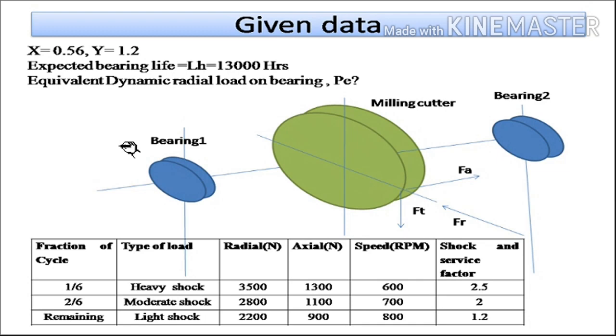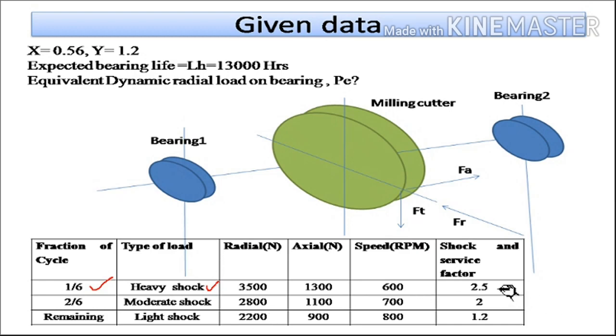For some time you are doing some sizes of jobs, and for other time you will be doing other sizes of jobs being manufactured over there. When such a process is going on, you will observe that the loads and speeds are different at different moments over the bearings. One case is given with fraction of cycle 1/6. For that there is a heavy shock, and the radial and axial force is like this, and it is rotating with this speed. For this heavy shock they have also given the shock and service factor, that is 2.5.